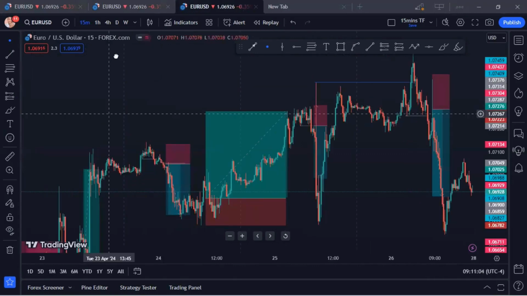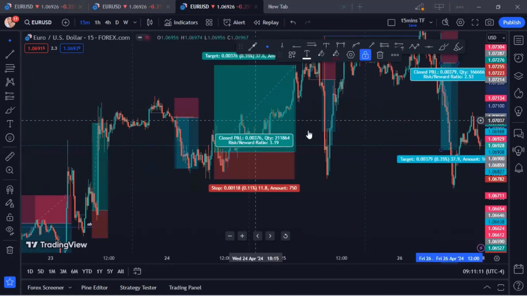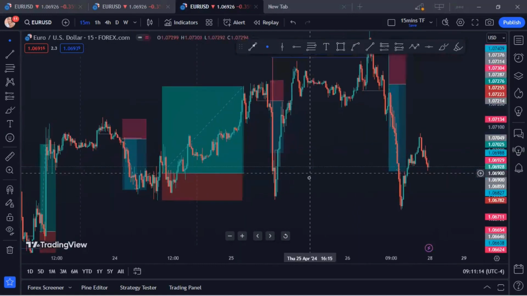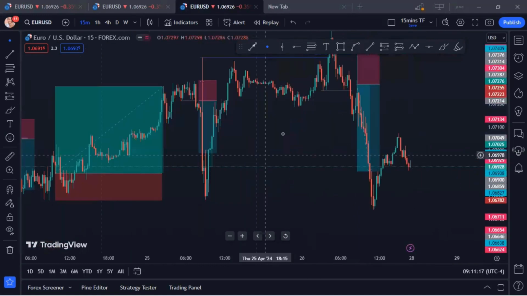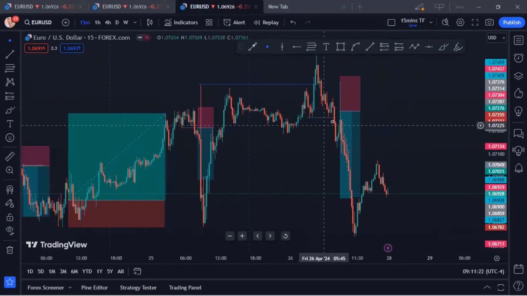You can see you had about 1, 2, 3, 4, 5, 6 trades, though I didn't take this particular trade, so let's say 5 trades. About 3 wins and 2 losses. So it is what it is. You can see, it's very simple. Following price.